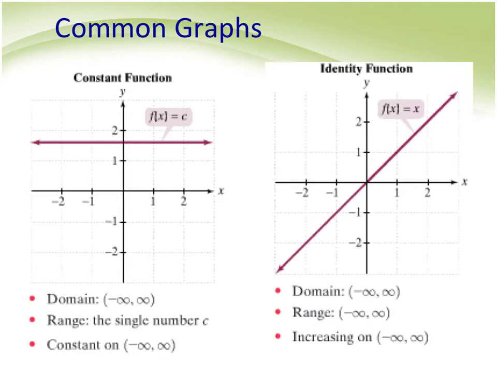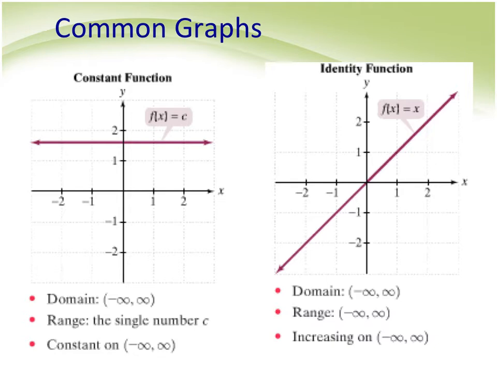The f of x equals x is called an identity function. This is just like y equals x. So it's going to be a line that passes through 0, 0, and the slope's 1. So you're going to go up 1 and over 1, up 1 over 1. Okay? Domain, negative infinity to positive infinity. Range, negative infinity to positive infinity. And this time it's increasing the entire time.